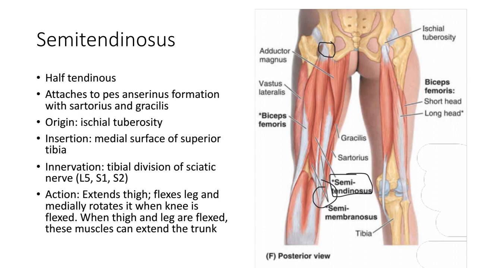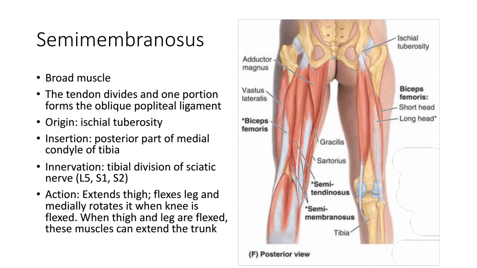And the action of the semitendinosus is to extend the thigh, and to flex the knee. So flex the leg and medially rotate it when the knee is flexed. When the thigh and the leg are flexed, the muscles will extend the trunk. The semimembranosus muscle is underneath the semitendinosus.